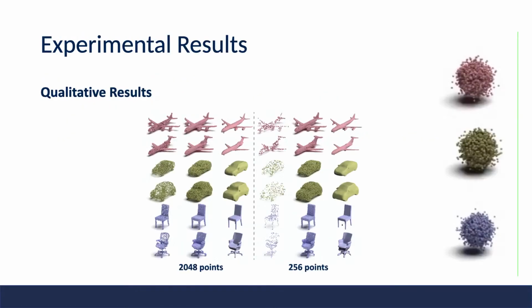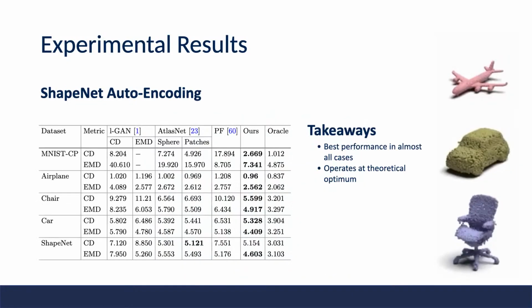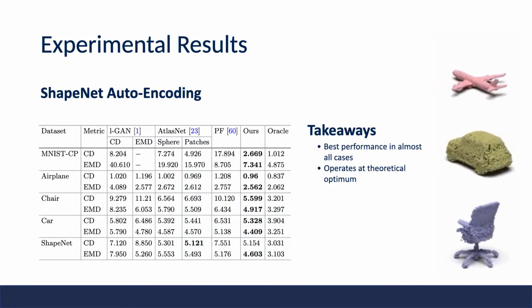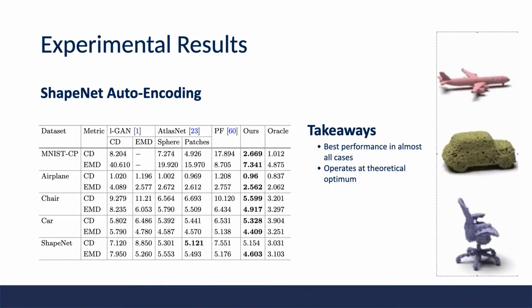Moving on to results. Here you can see some upscaling and some implicit representation results for 3 different categories. The columns on the left represent 248 points, whereas the columns on the right are sparse points, 256. And you can see in both cases the upscaling and the implicit representations are very close and true to the actual shape. Moving on to some quantitative results, we can see here that it actually performs quite well.